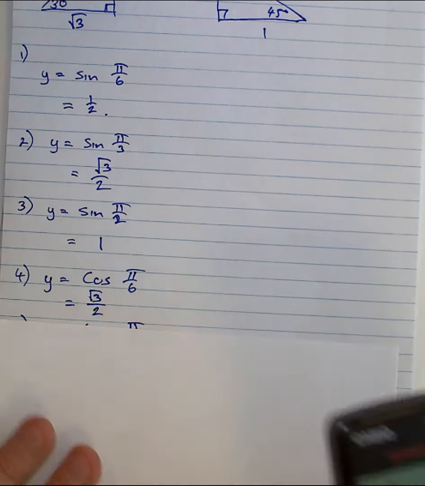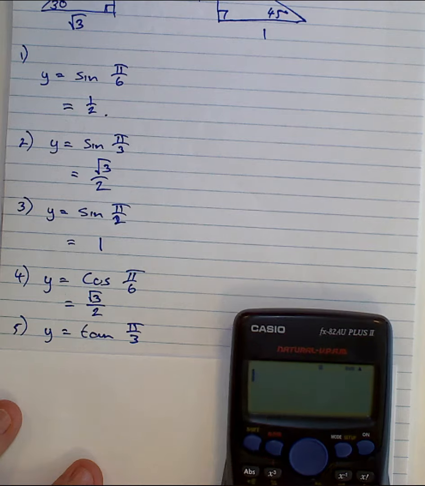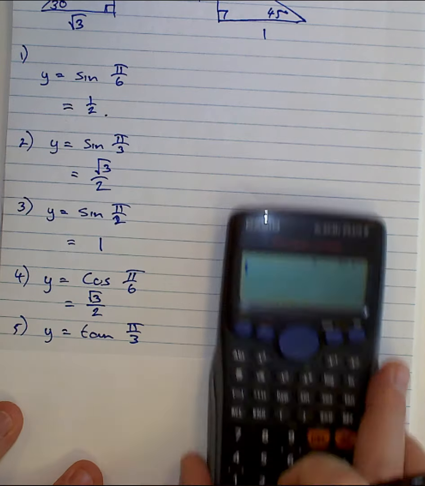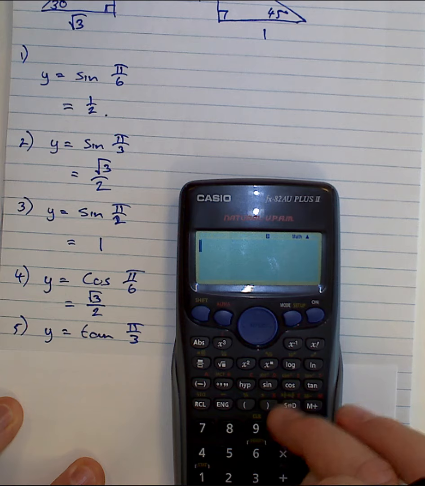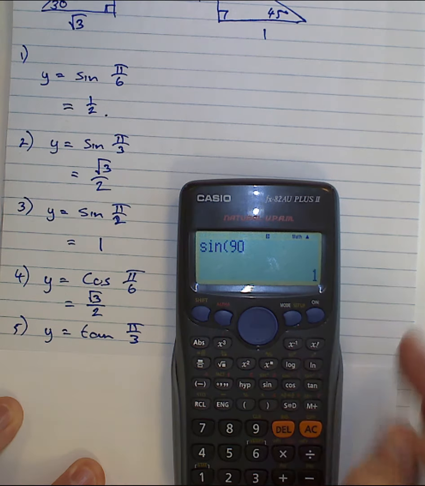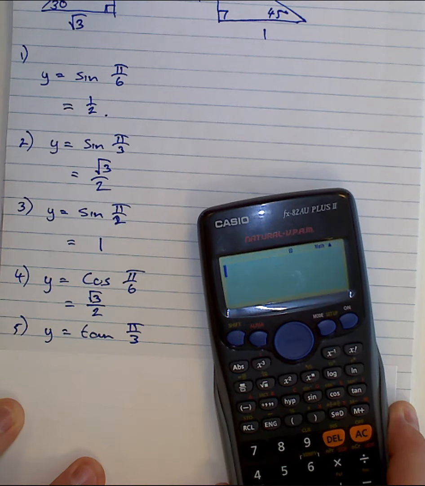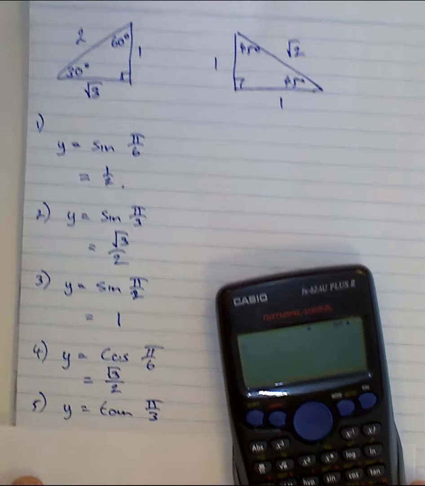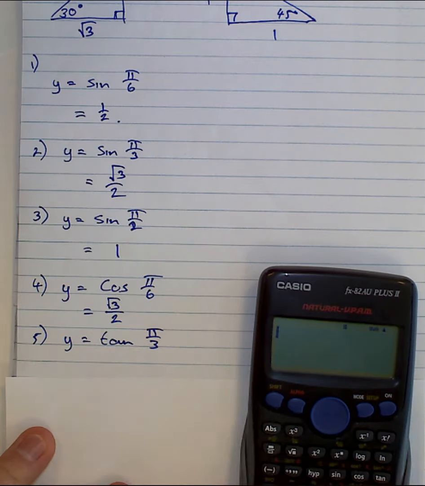Need to be careful if you're going to use this method. I can do the same thing for any of the previous questions. Say for question 3, I want to find the sine of pi on 2. Pi on 2 is just 90 degrees, so sine of 90 equals 1. Question 5, if I want to find tan of pi on 3, I could go back to my triangle, or I can say it's just the tan of 60 degrees, because 180 divided by 3.